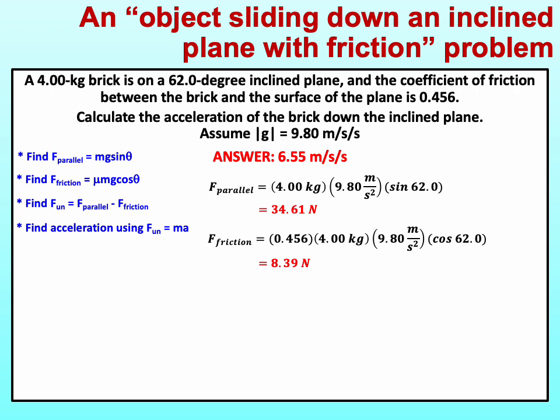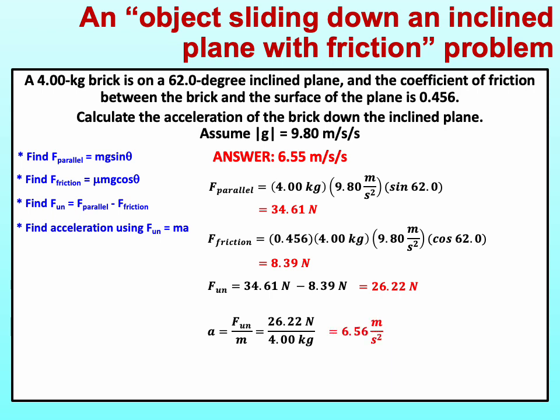So 34.61 newtons trying to make it move, 8.39 getting in the way, for an unbalanced force of, drum roll please, almost 26.25 newtons, 26.22. Okay, last things last. F = ma, but we're trying to solve for acceleration, so it's got to look like that. And turns out to be that. I think in the original, it says 6.55 up at the top. This is 6.56. So minor rounding differences is the only reason for that.